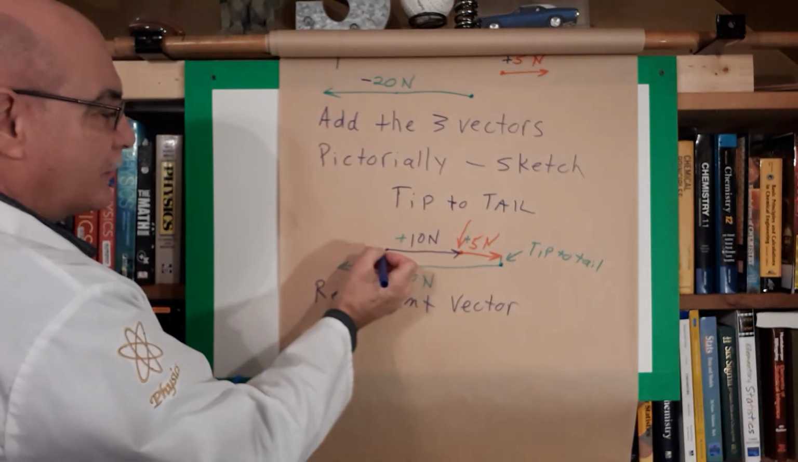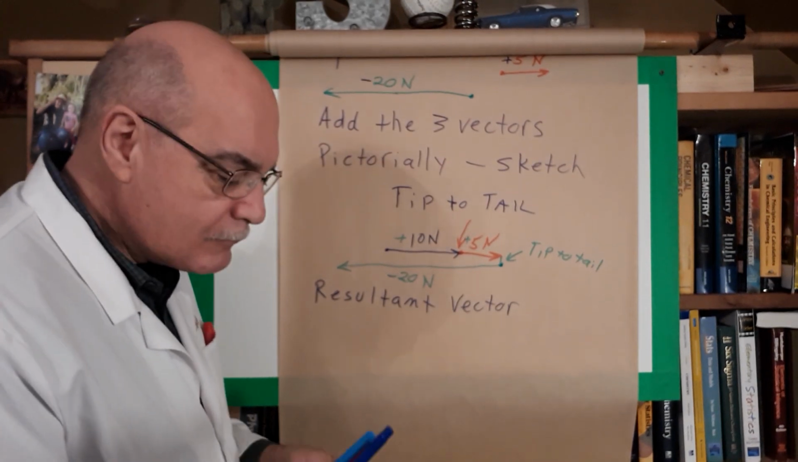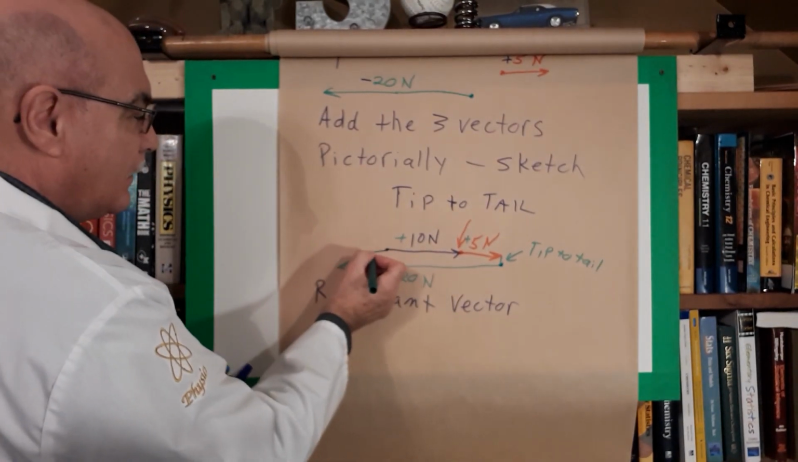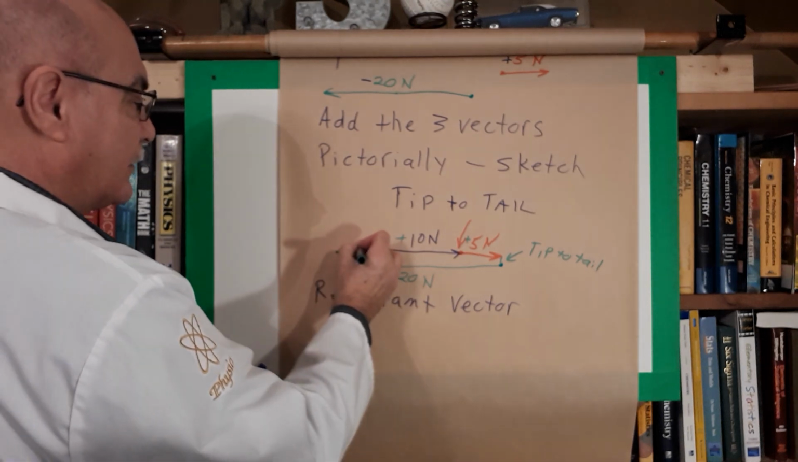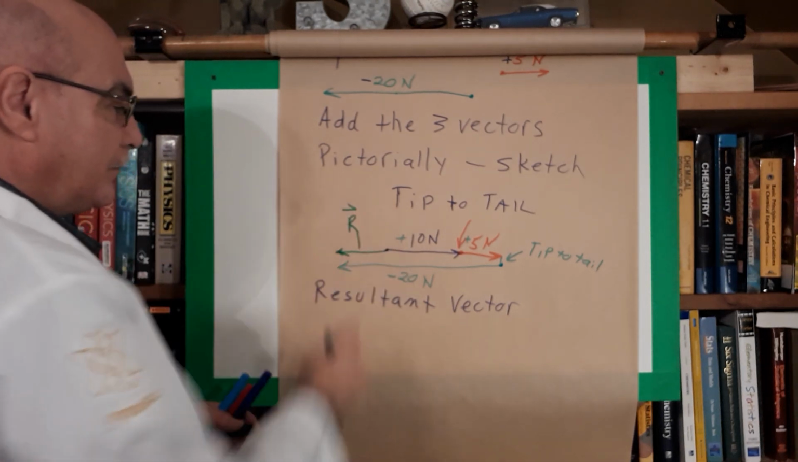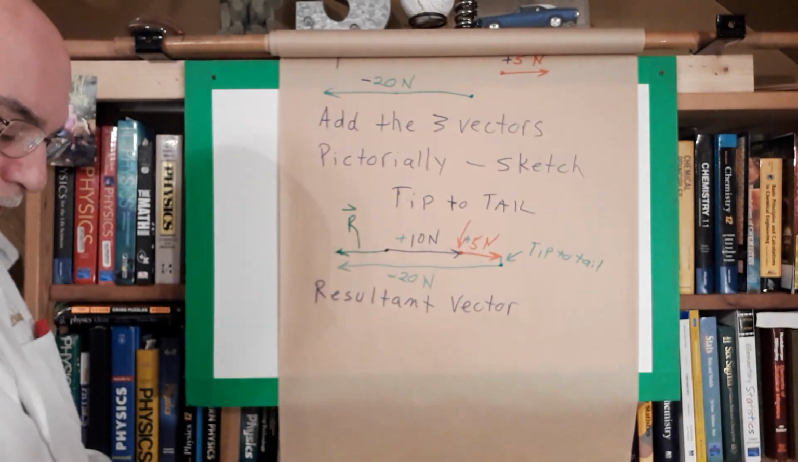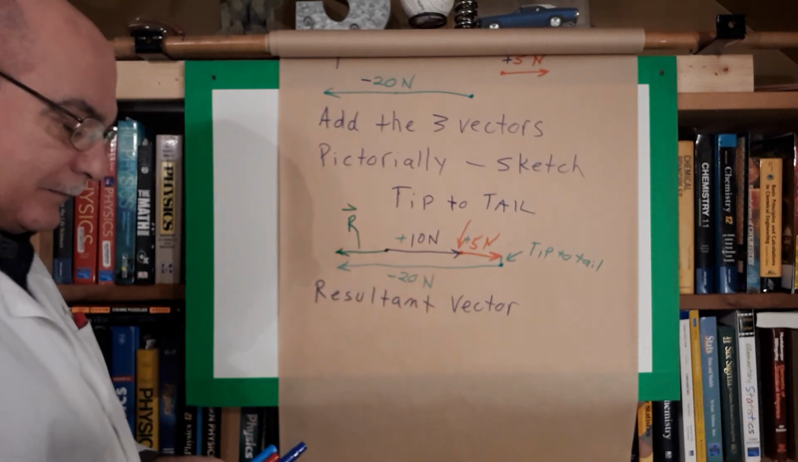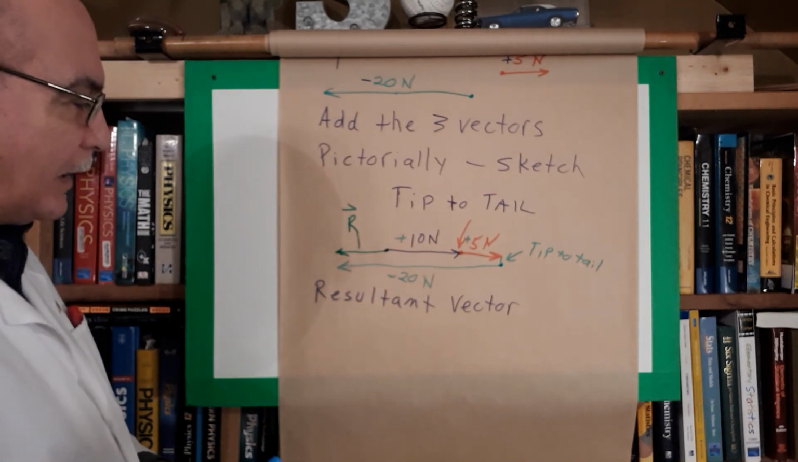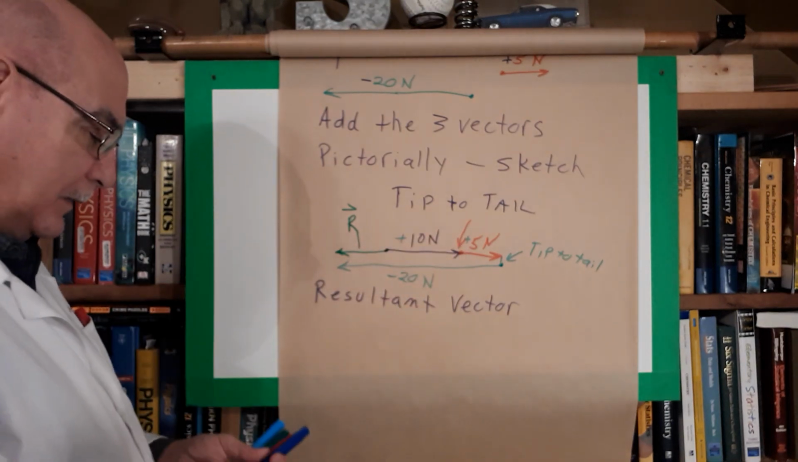So the resultant vector is actually from here, to here, where this one ends. This is the resultant vector right here. That's our answer. The summation of these, pictorially speaking, that's our answer. So it's going to be that much magnitude going to the left. We have to give this a number. Well, we have some numbers, so we can do this algebraically now.